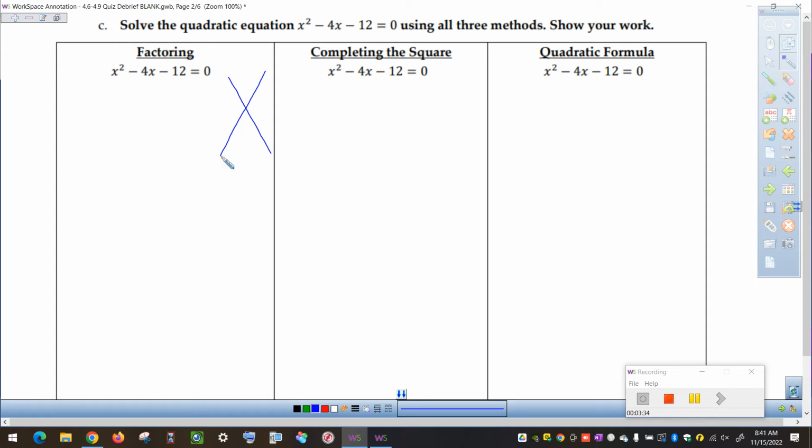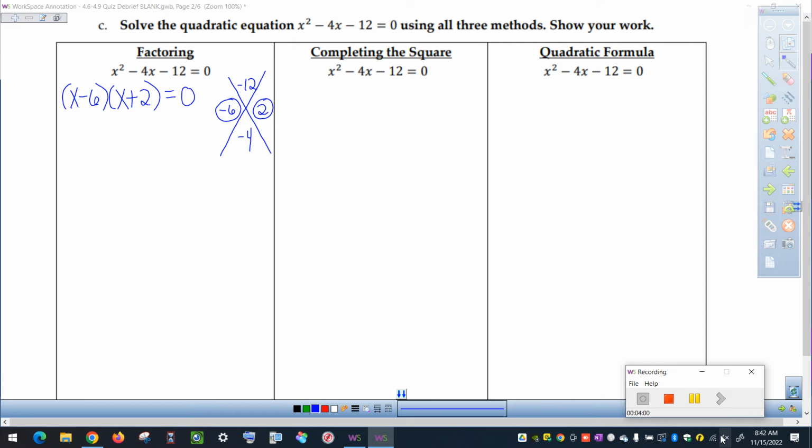Now, this is a basic trinomial, so we want to find what multiplies to negative 12 and adds to negative 4. In this case, that's going to be negative 6 and positive 2. So that's how we can fill in our parentheses here: x minus 6 multiplied by x plus 2.